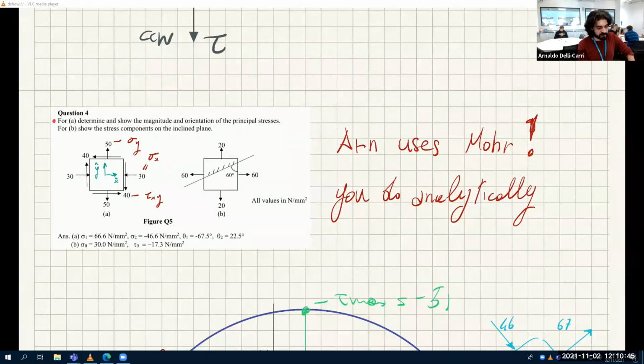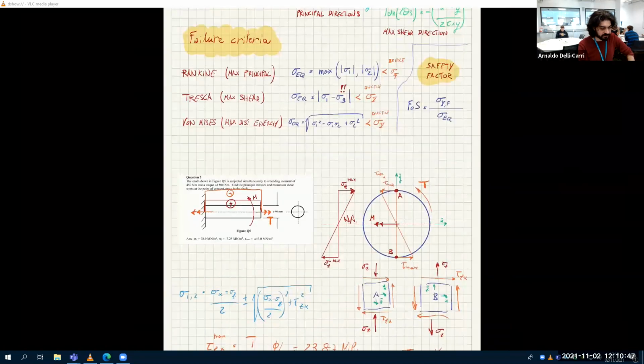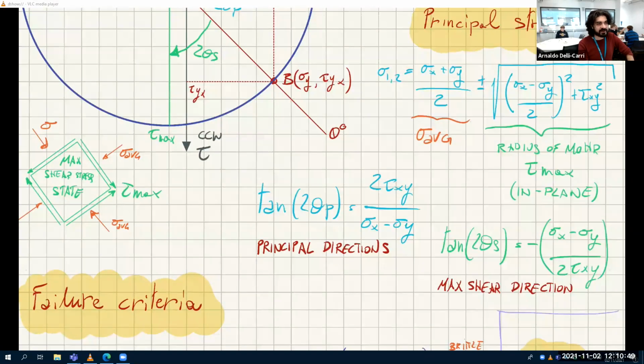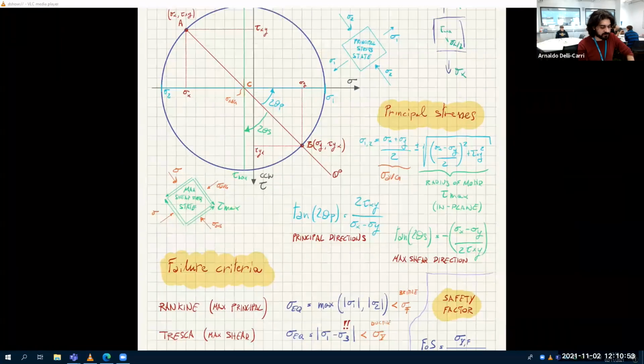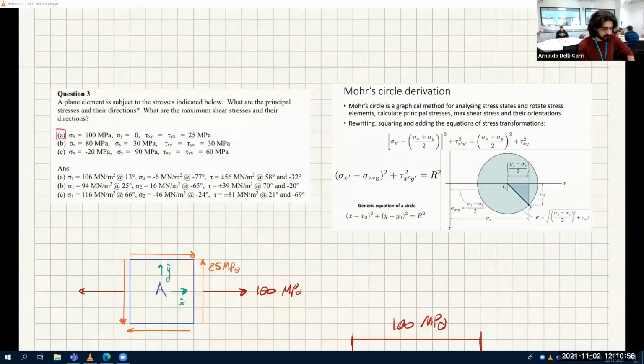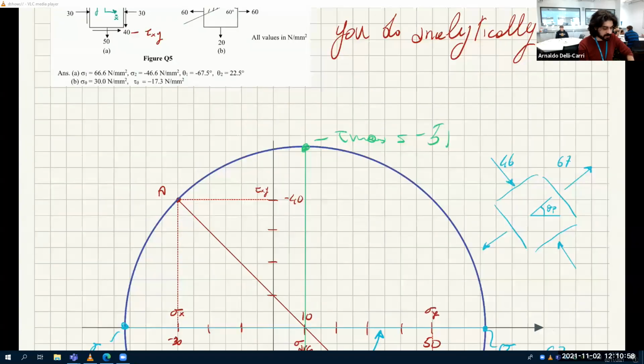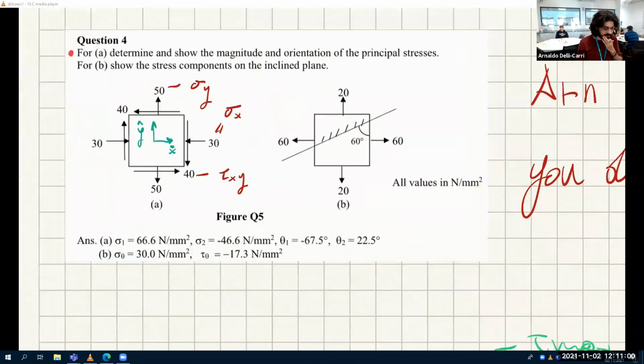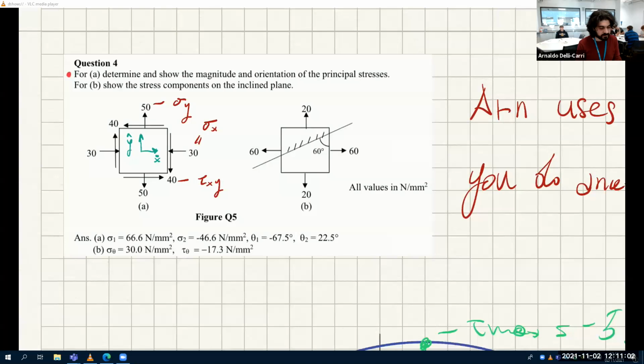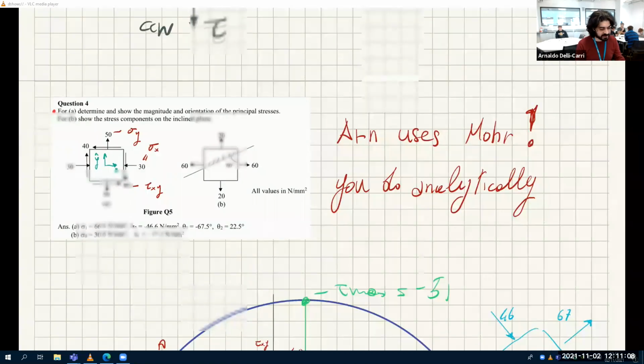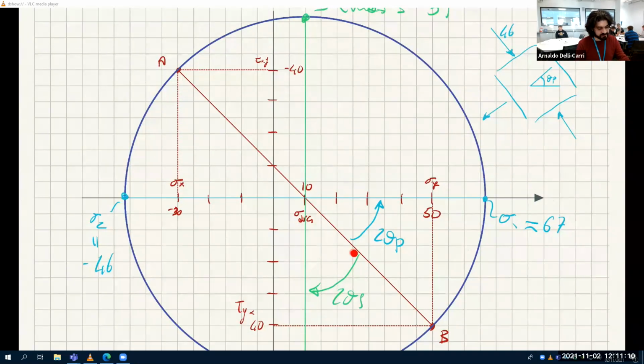Guys, can I please ask you to run this calculation for me? Can you find theta p for question 4a? Are you getting this number or not? You're getting minus 67 point something. So minus 67.5 is this one. Okay.